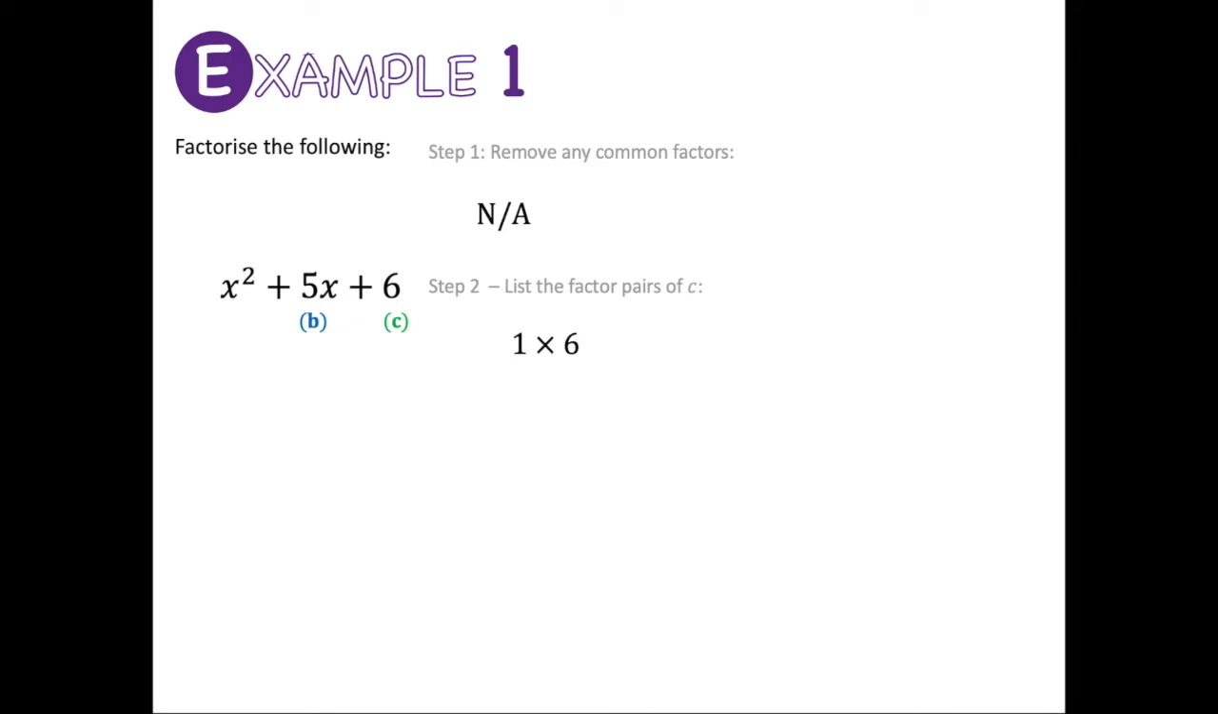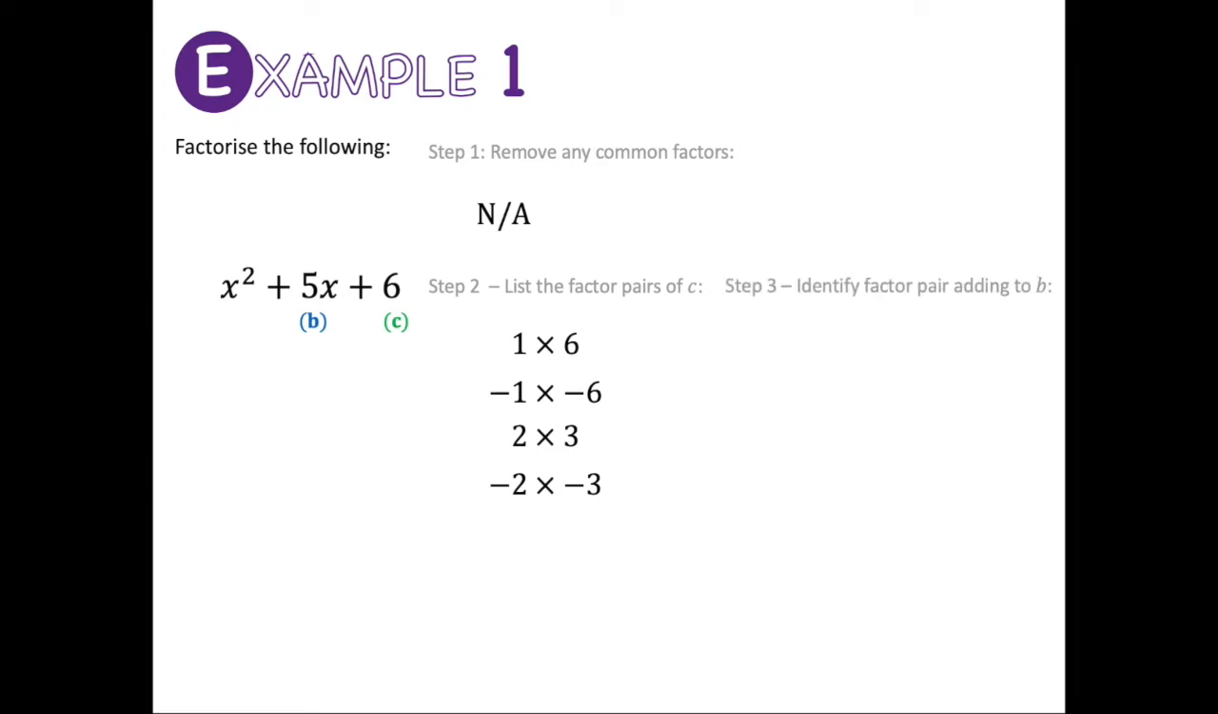So I've got 1 multiplied by 6. I can have a negative 1 multiplied by negative 6, because remember, 2 negatives multiply to a positive. I've got 2 times 3. And I've got negative 2 times negative 3. So they're all the factor pairs that multiply together to give me a positive 6.